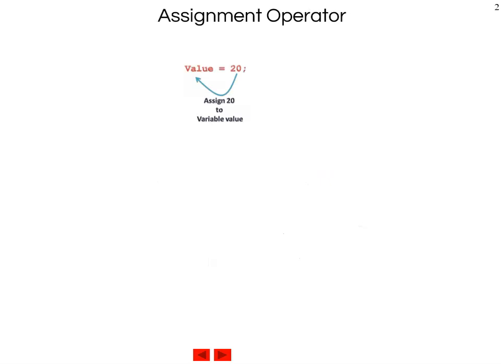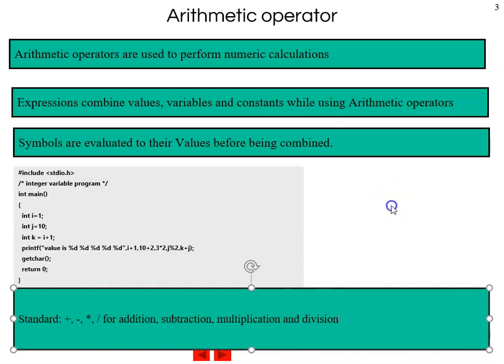So the simplest of them is the assignment operator. We have already used it. So you have a variable. When you assign a value to the variable, you use the assignment operator. We have already used this. So let's skip to the arithmetic operators. So let's move on to arithmetic operators in this chapter.